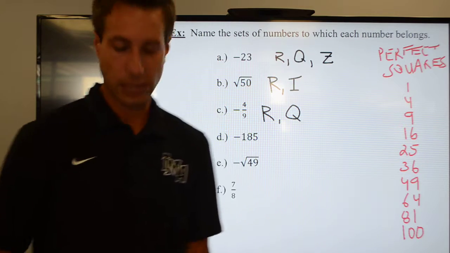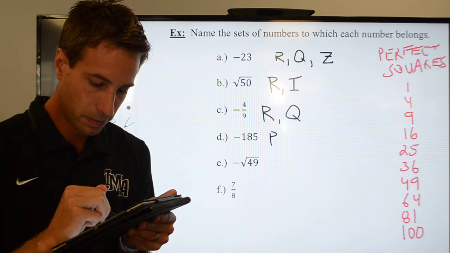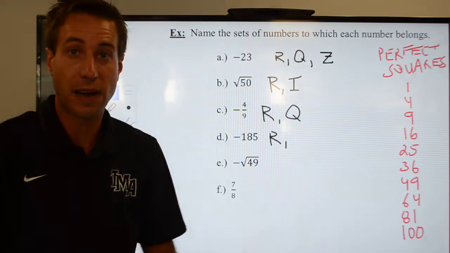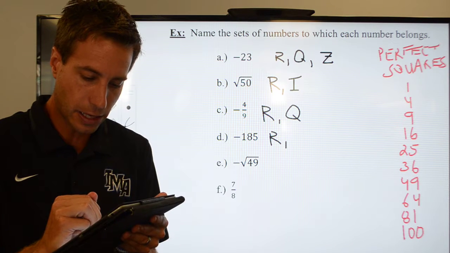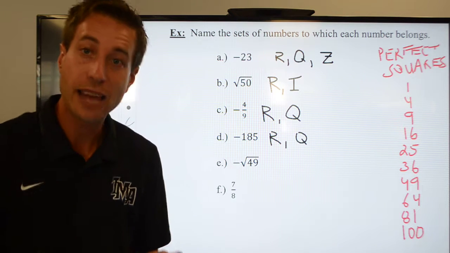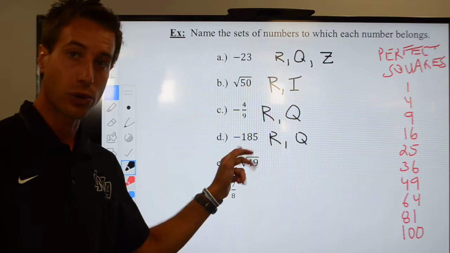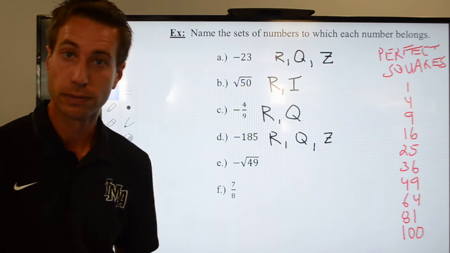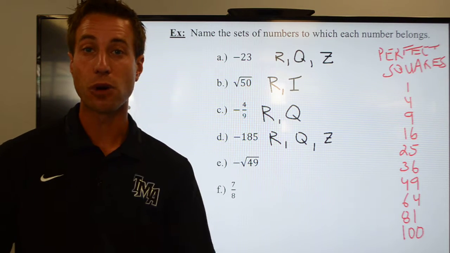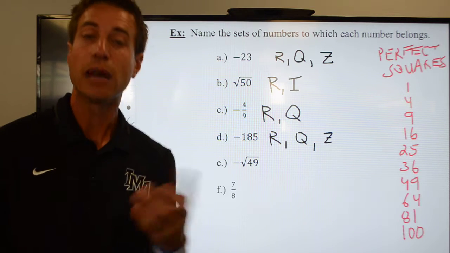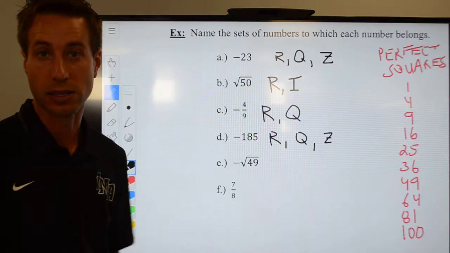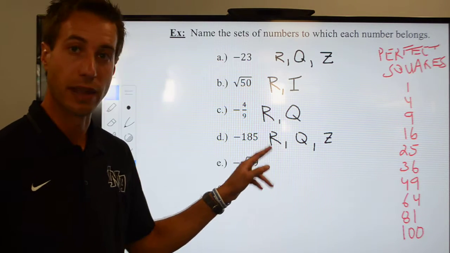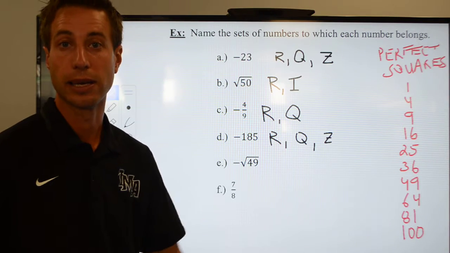Next, -185. Well, it's got to be a real number. Obviously, since it is not written as a non-repeating decimal, 185 is just a number. It's going to be Q. It's definitely rational. And we already looked at this before. Since it is a whole number and it is negative, it's an integer. Beyond that, though, in order for it to be in the whole number category, it would have to be positive. It is not positive, it is negative. So it's not going to be a whole number or a natural number. We're done there. Real, rational, and integer.